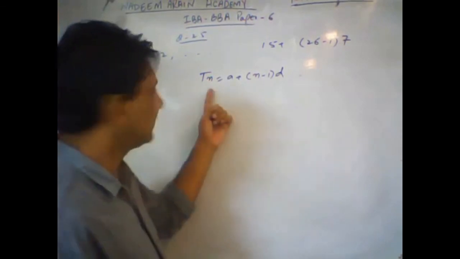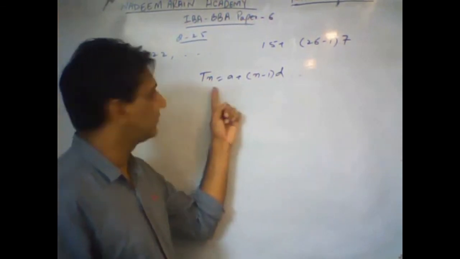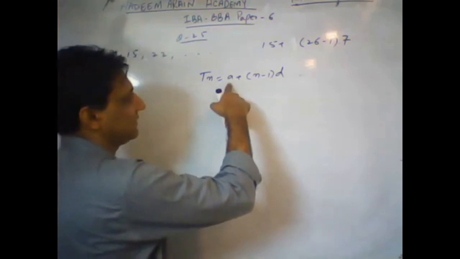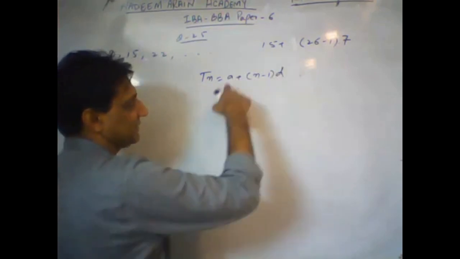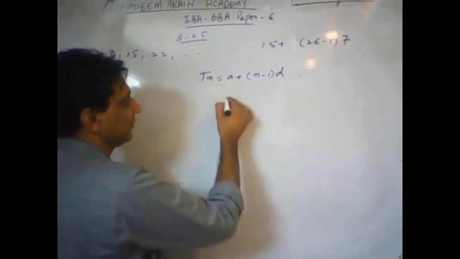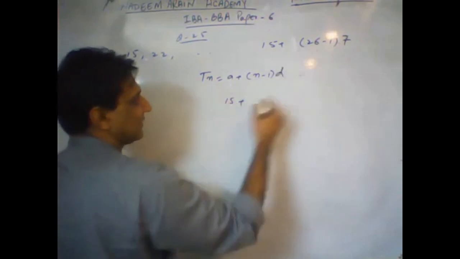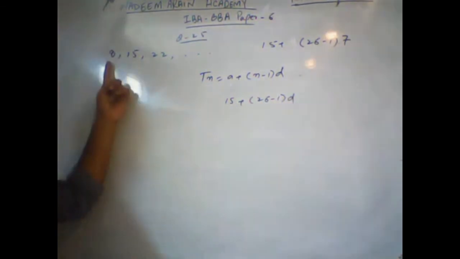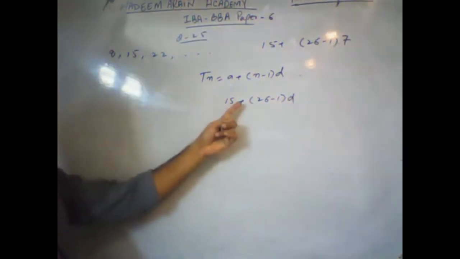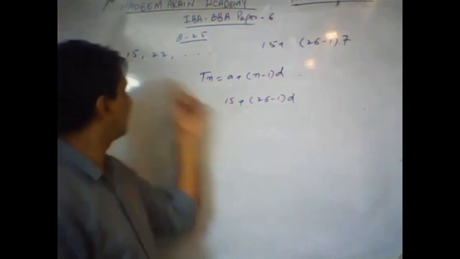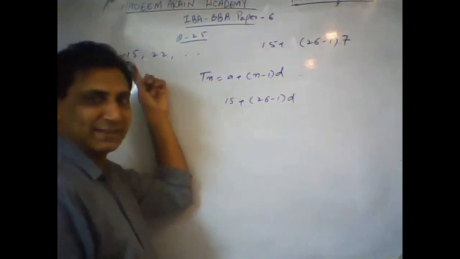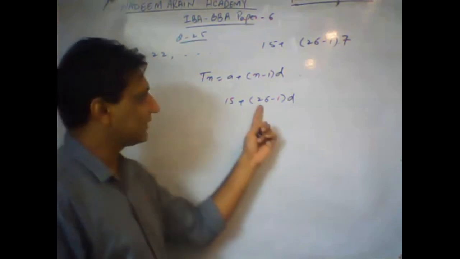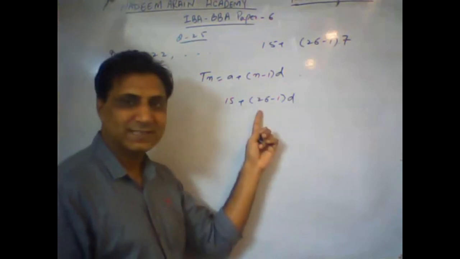Alright, so because we know this formula Tn is equal to a plus (n minus 1)d. So this is a. Okay, 15 is a actually here. So 15 plus 26 minus 1, that is (26 minus 1)d. But here we have an 8. So this sequence has started from here. Okay, if we are starting it from here, taking this as a, this will be the 26th term because n is 26.